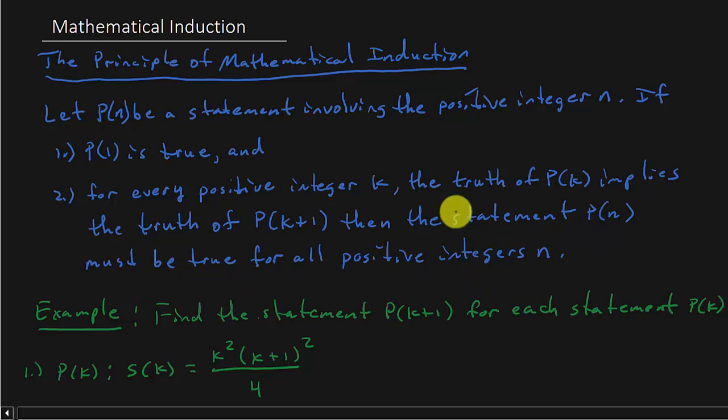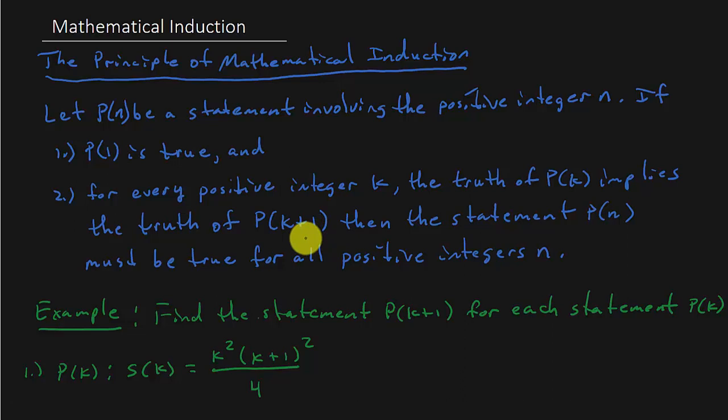Alright, so first thing we need to show that it's true for P of 1. And then we're going to assume it's true for P of k, and then we have to show that it's true for P of k plus 1. All right, and that may not make sense to you right now, but let's get working into the examples and see if that kind of clears it up.